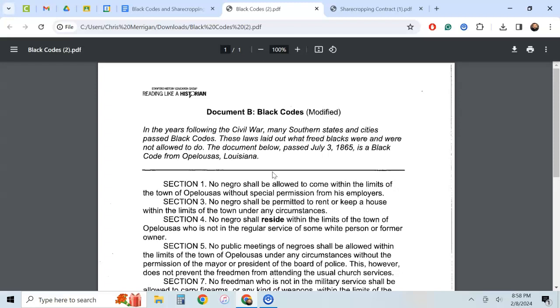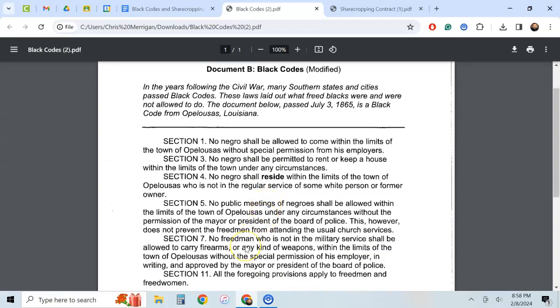Some of the language in this particular document is reflective of the time. You're going to see they go between two different terms, freedmen and freed women here at the bottom, along with Negro. All of these are referring to African Americans at the time. So the black codes were broken down into different sections. These were basically different laws. And so when you see that first section, that's what that's referring to. Section 1, no Negro shall be allowed to come within the limits of the town of Opelousas without special permission from his employer. So again, you're building that familiarity with the pre-Civil War society.